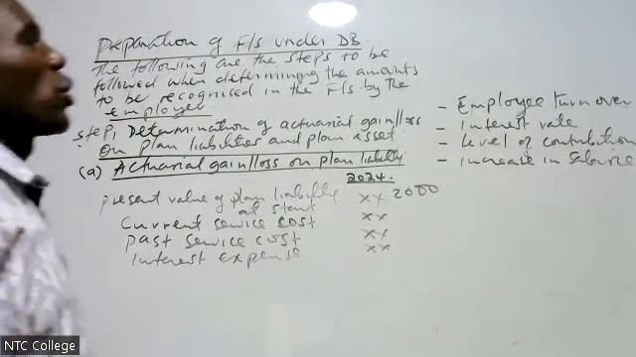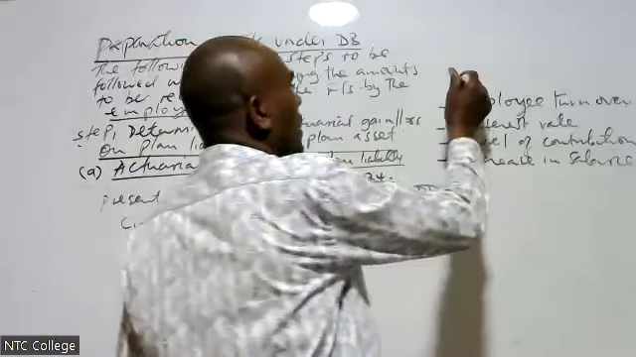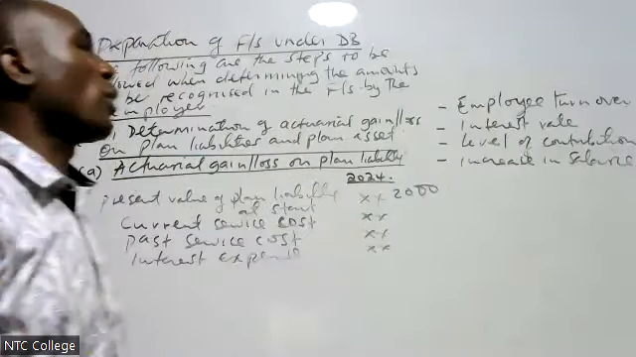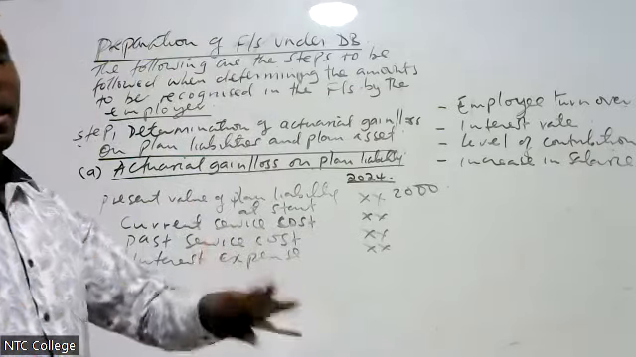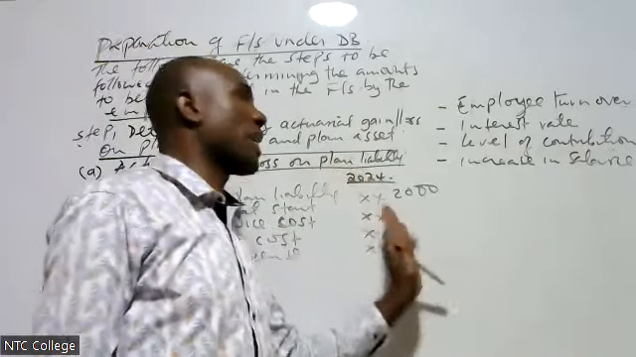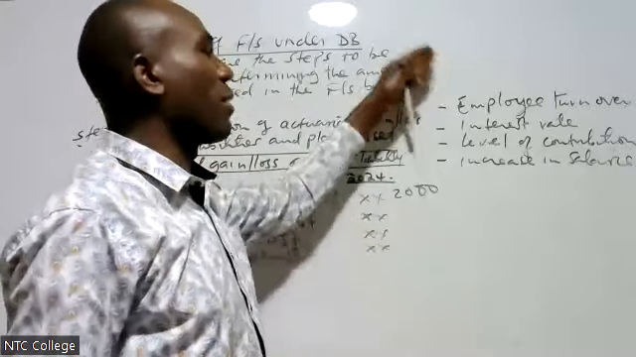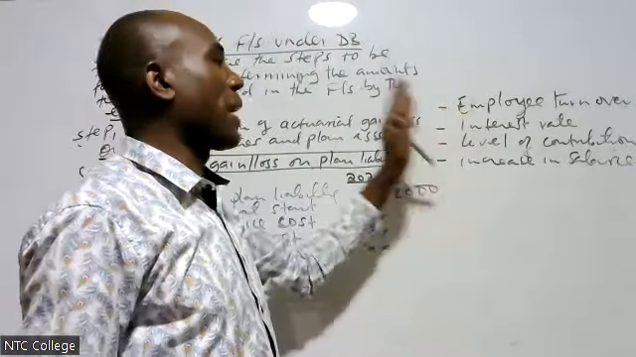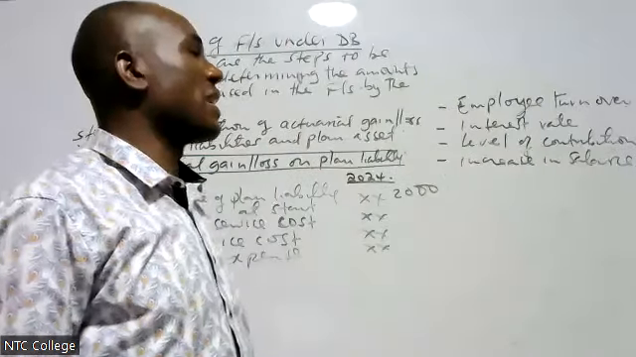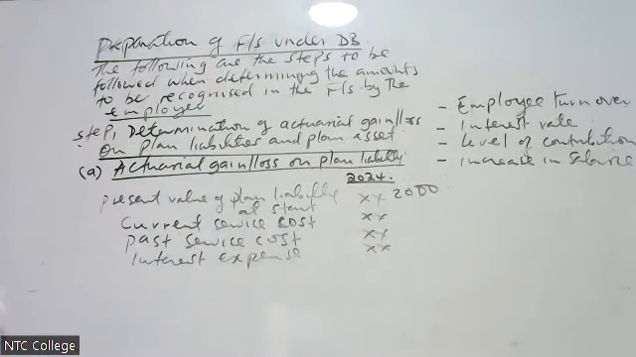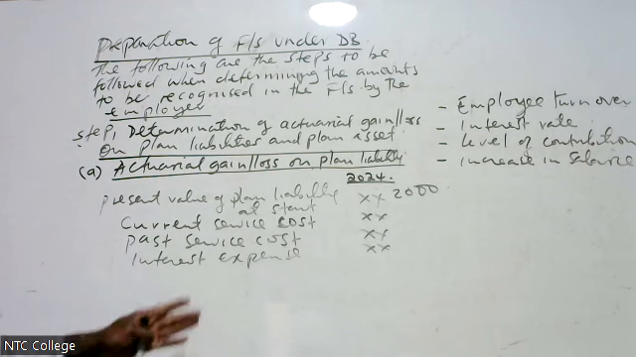I'm saying that these are the actuarial assumptions, the things that the actuary will be using to evaluate the liabilities and the assets. We call them actuarial assumptions when we come to employee turnover, interest rate in the market, level of contribution by the employer, then increase in salaries. For example, salaries may increase during the year. Those are the things we call actuarial assumptions.